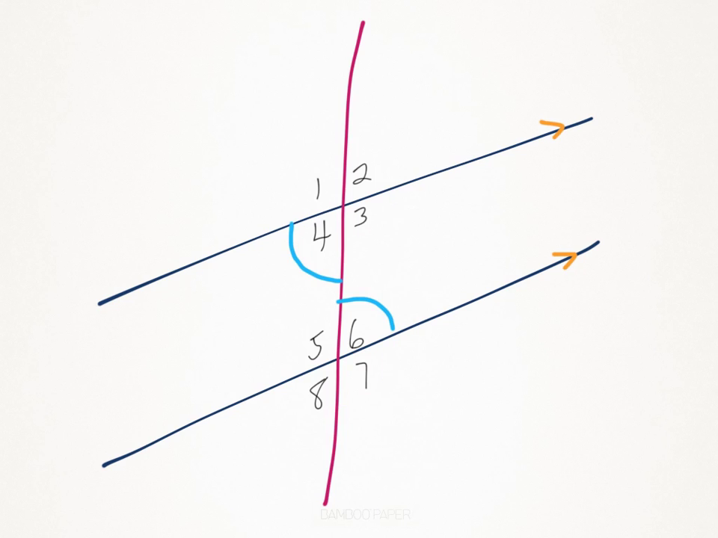Here is the first set of alternate interior angles. Angle 4 and angle 6 are congruent. And angle 3 and angle 5.